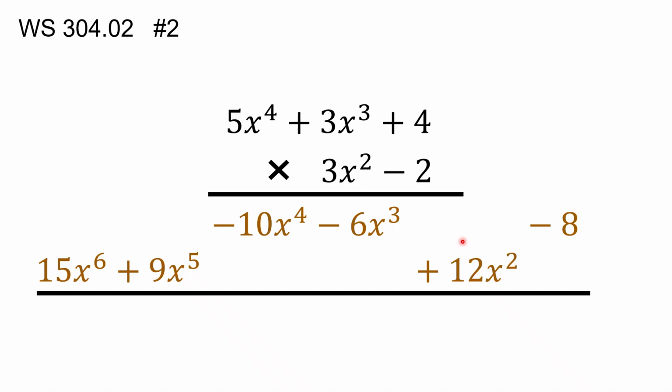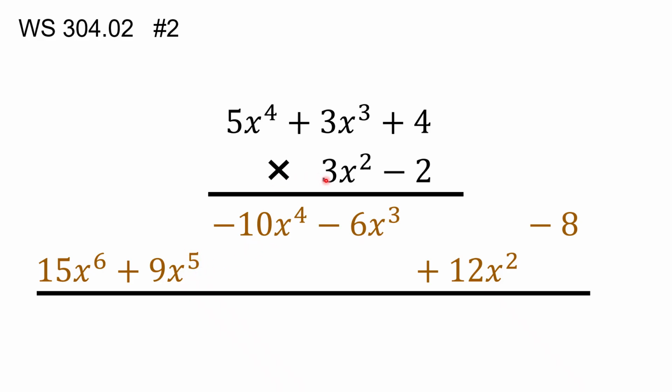Okay, so now we're going to multiply 3x to the second times 3x to the third. We multiply the numbers, that's going to give us 9. To multiply x's, we multiply and then add the exponents. x to the second times x to the third is going to give us x to the fifth. And that's right over here, 9x to the fifth. It doesn't go under -10x to the fourth because it has a different exponent.